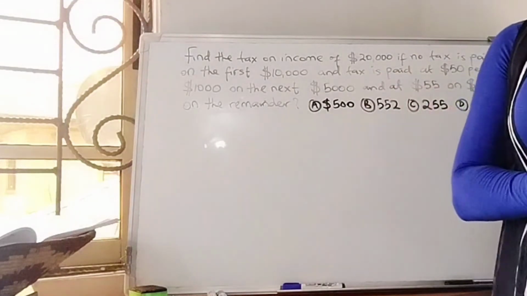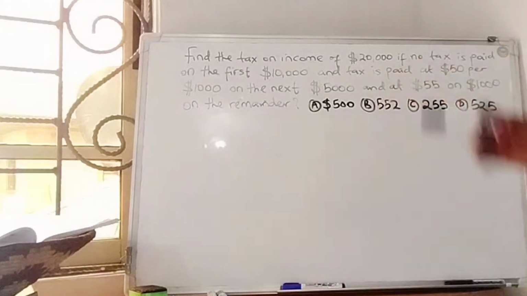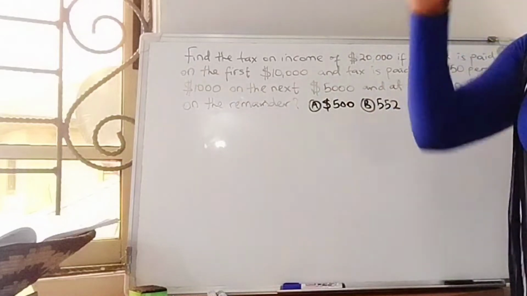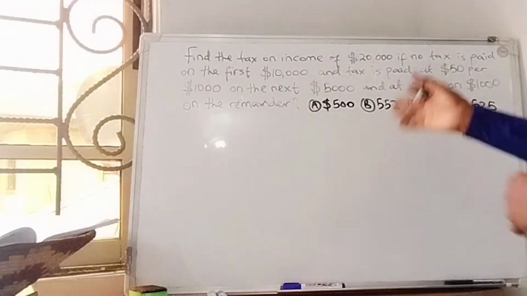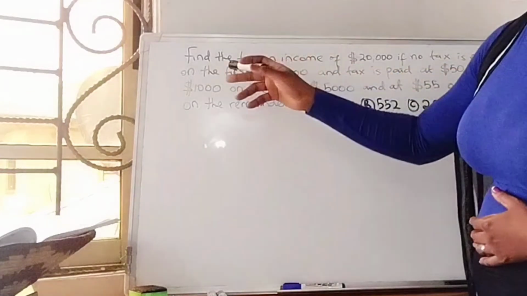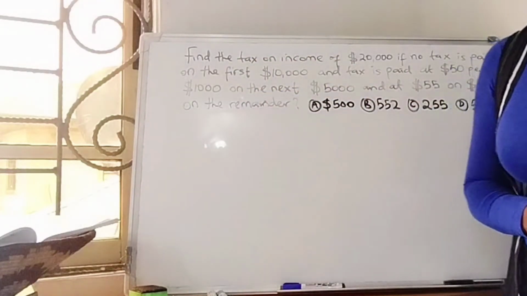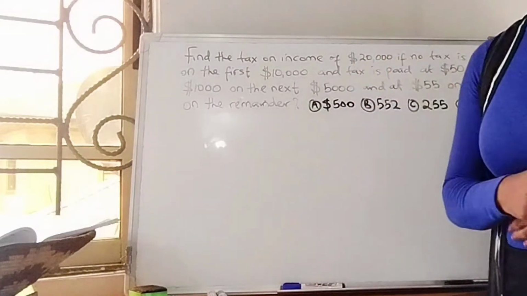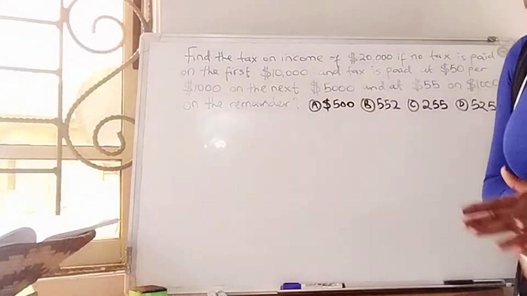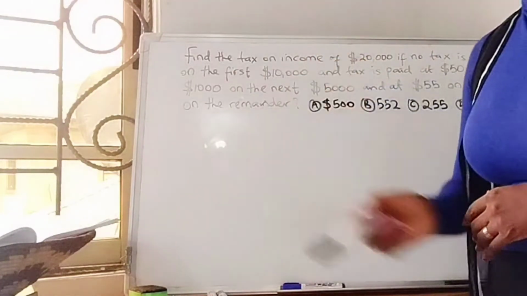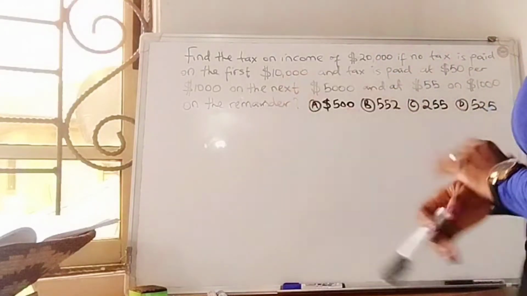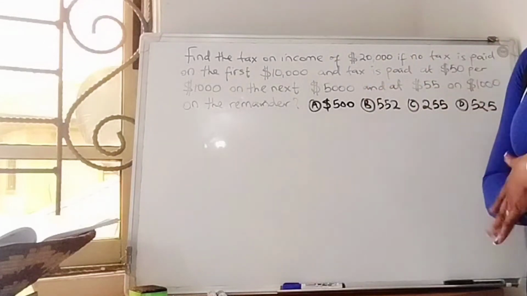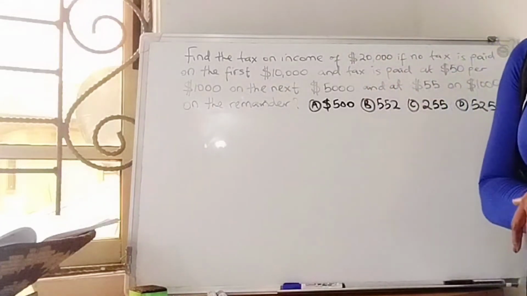Now it's almost like a fraction problem. Now we have $20,000. That is the whole sum. That is the 1/1. That is the whole figure, $20,000. If no tax is paid on the first 10,000, now we know that 10,000 of 20,000 is like half of the whole sum. So the question says no tax was paid on the first part, which is 10,000, and then tax was paid on the remaining parts of the sum, which is 20,000, right?